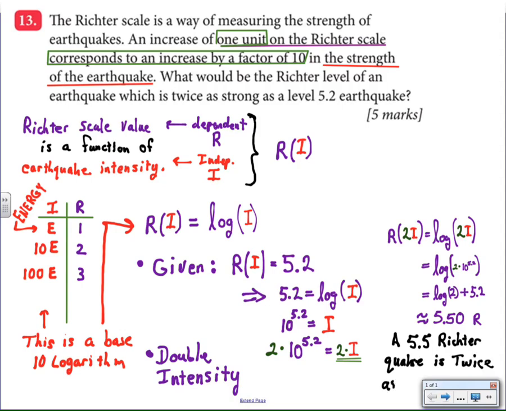So I just make sure that I answer the question. If the question is asked in English, then we answer in English, and the statement here is simple enough. A 5.5 Richter quake is twice as intense as a 5.2 quake.